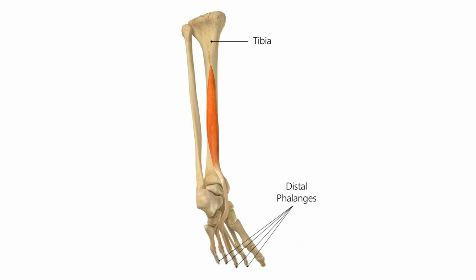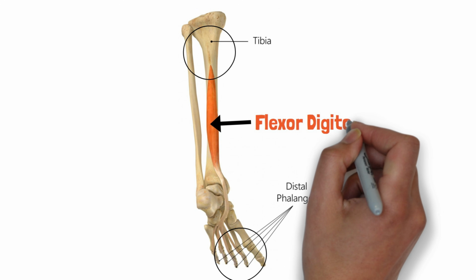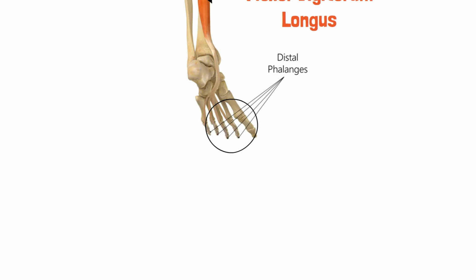Let's look at the 2D image first. This is the posterior surface of the tibia, the point of origin. These are the lateral 4 digits where the muscle is inserted. So this muscle is the flexor digitorum longus. Let's have a look at the 3D model. This muscle is the flexor digitorum longus inserting to the lateral 4 digits.